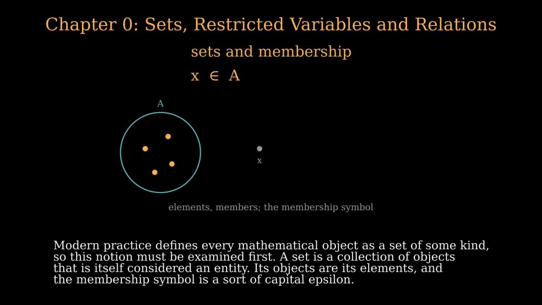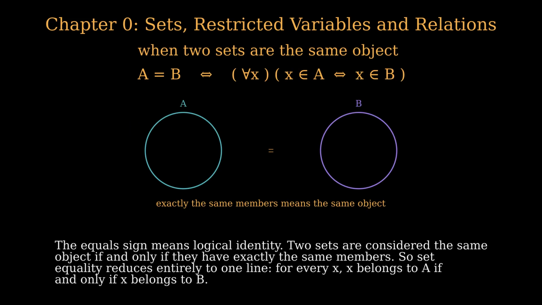Modern practice defines every mathematical object as a set of some kind, so this notion has to be examined first. A set is a collection of objects that is itself considered an entity. Its objects are called elements or members, and the membership symbol is a sort of capital epsilon. The equals sign means logical identity. Two sets are considered the same object if and only if they have exactly the same members. So set equality reduces entirely to one line.